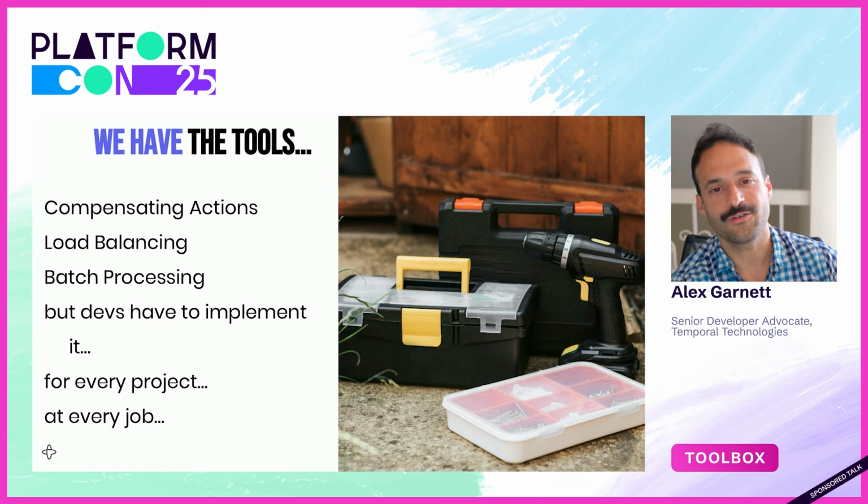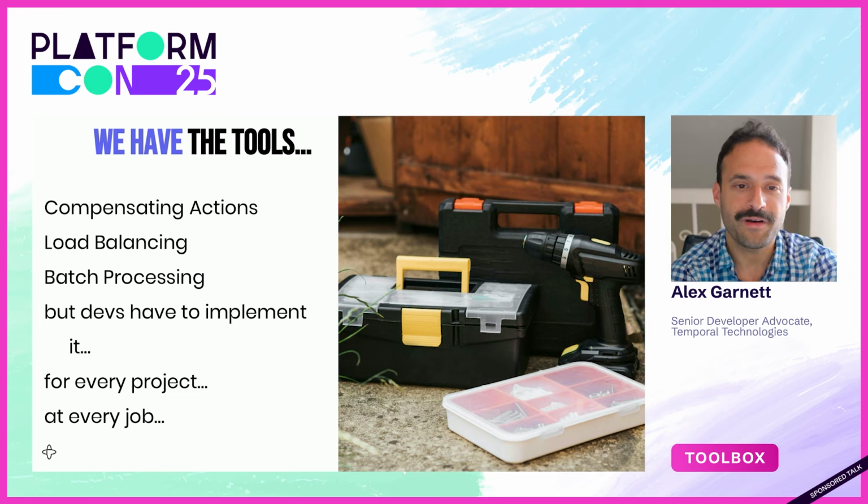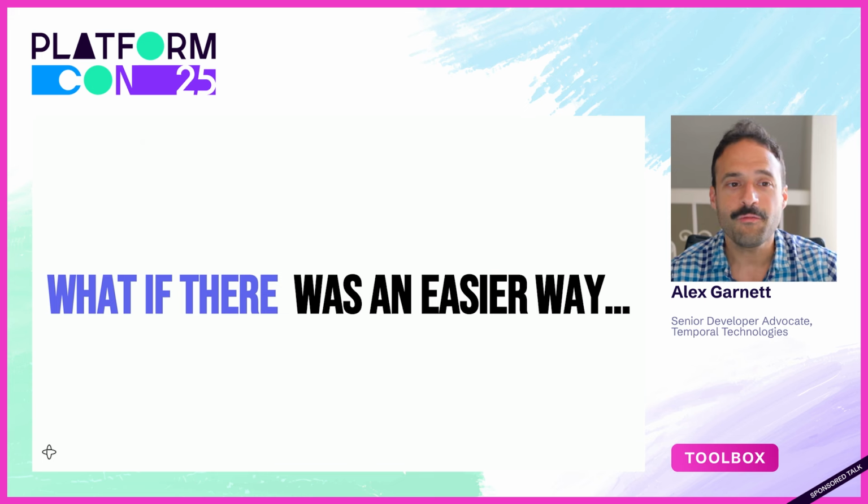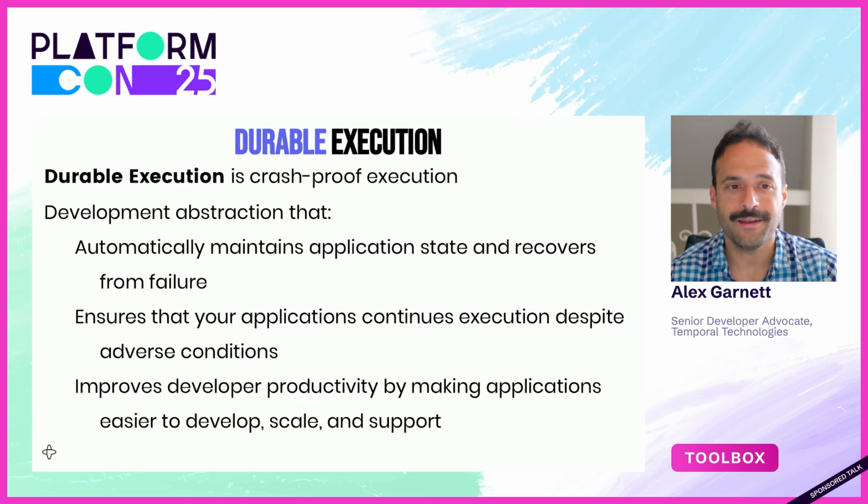Temporal helps you add features like compensating transactions, load balancing, and batch processing, and this is not the kind of thing that you want to have to reinvent from scratch at every single project, every single job that you take on. So, pleased to say there is an easier way, and that's a concept that we call durable execution. Durable execution is crash proof execution. It's a development abstraction that automatically maintains application state and recovers from failure. It ensures your applications continue execution despite any adverse conditions, and it improves developer productivity by making applications easier to develop, scale, and support.